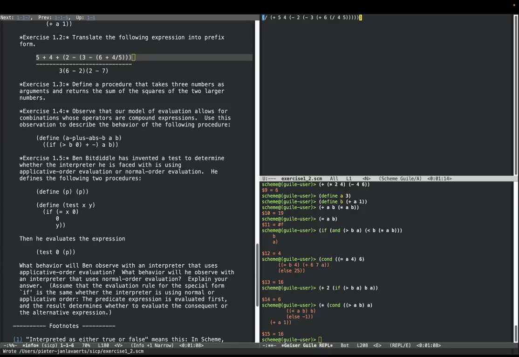Exercise 1.3. Define a procedure that takes 3 numbers as arguments and returns the sum of the squares of the 2 larger numbers. Okay. Exercise 1.3 scheme. Okay, let's just call it F for 3 numbers, so A, B, C, and returns the sum of the squares of the 2 larger numbers. How do we get the 2 larger?